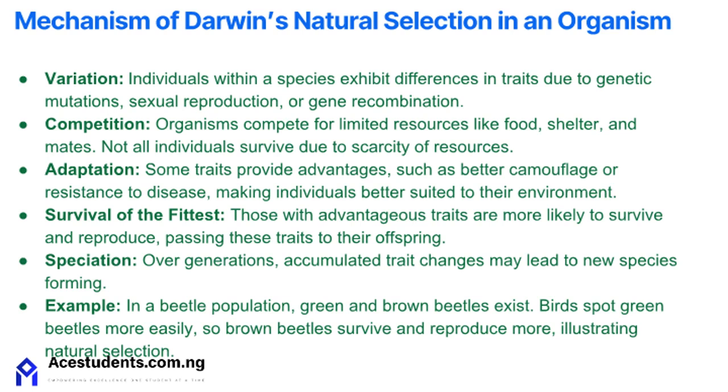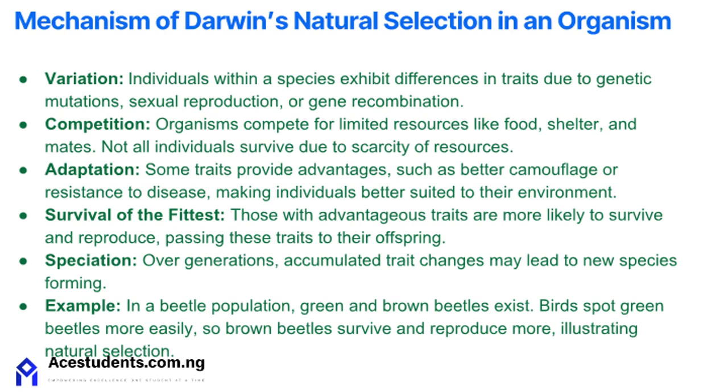Adaptation plays a key role as individuals with beneficial traits, like better camouflage or resistance to diseases, have a survival advantage. For example, in a population of beetles, birds easily spot green beetles on brown soil, while brown beetles remain hidden. Brown beetles survive and reproduce more frequently, passing their advantageous traits to offspring.